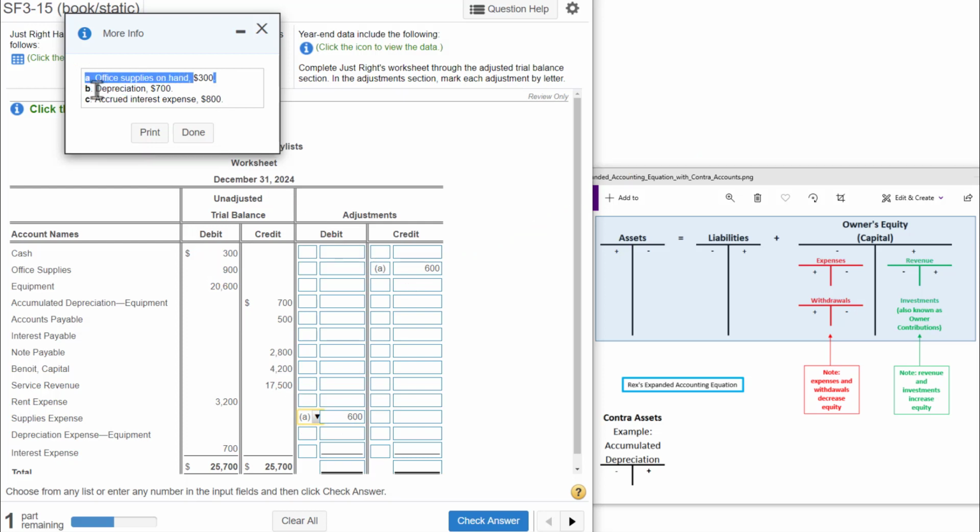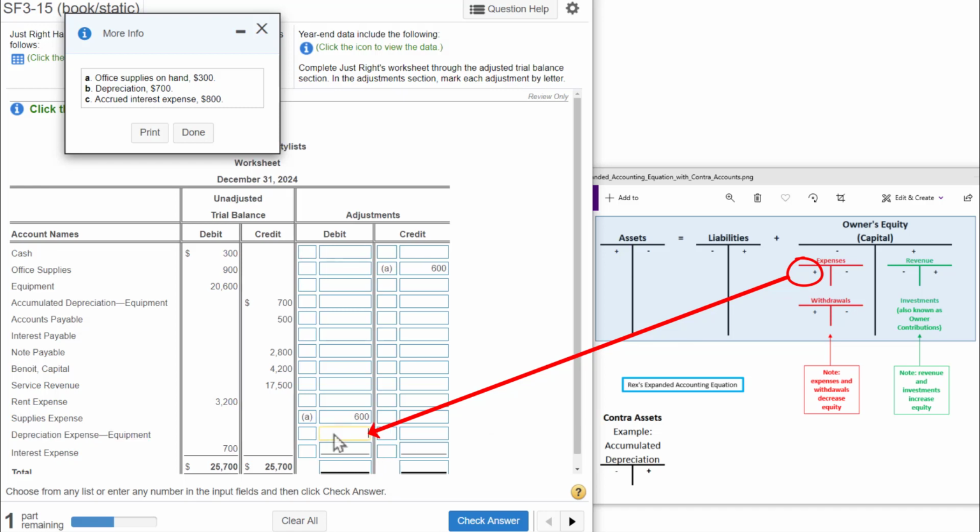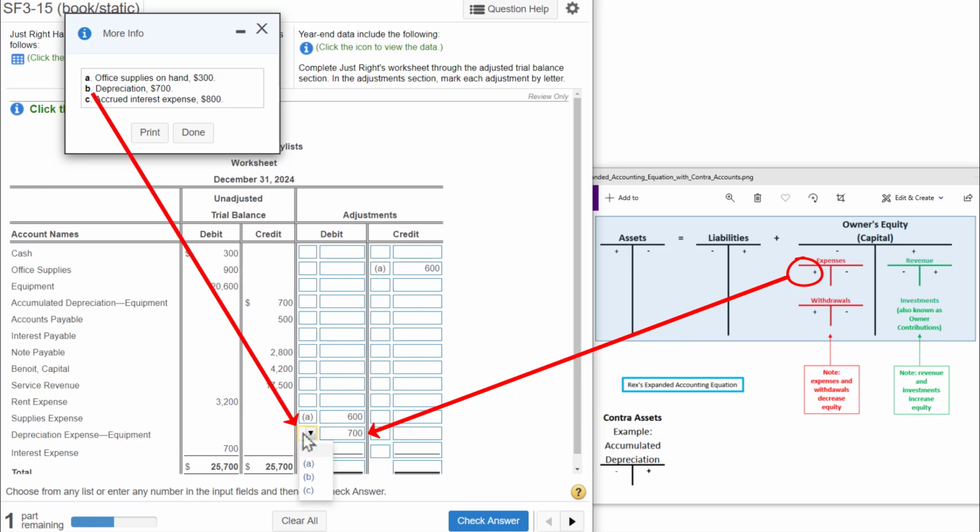Now let's do adjustment B. Somebody has already calculated the depreciation for us, so we don't have to go through the straight line formula. But we do know that the result is we have $700 of depreciation for this time period. Now we just need to record the adjusting entry. We need a debit. What's the debit account for depreciation? It's depreciation expense. How does an expense increase? It increases with a debit. So I'm going to put $700 here. This is transaction B.